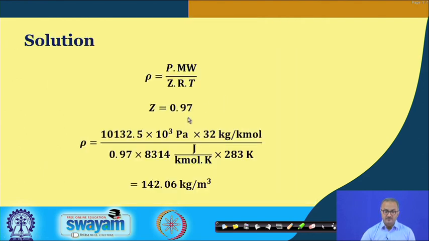Now after knowing the value of Z, we plug in the values in this particular formula, and M is the molecular weight. So we plug in the values and we find the density of the oxygen gas at the given temperature and pressure. Okay. So it is quite straightforward, and what we have learned is how to look into the thermodynamic chart to find out the compressibility factor.